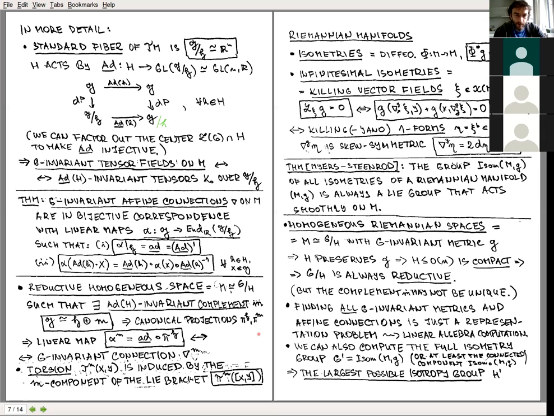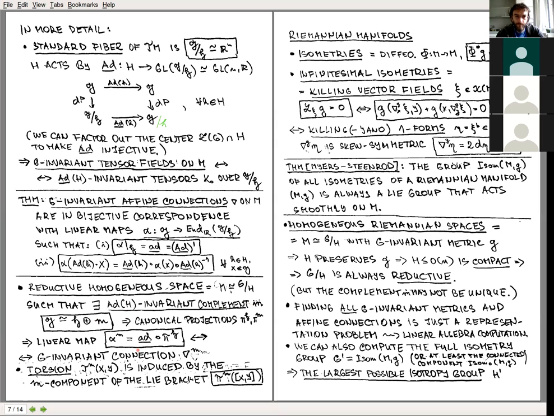Petr. Yes. I just wanted to ask a very basic question. In this term, reductive homogeneous space, what is reductive referred to exactly? Reductive means that there is an Ad H-invariant complement.